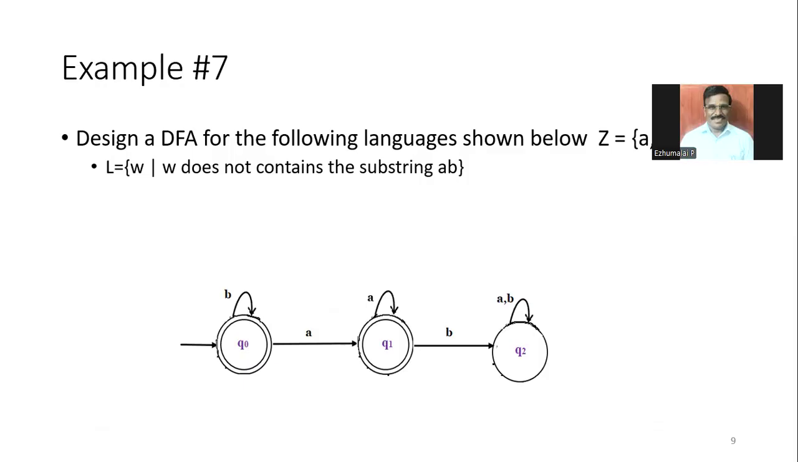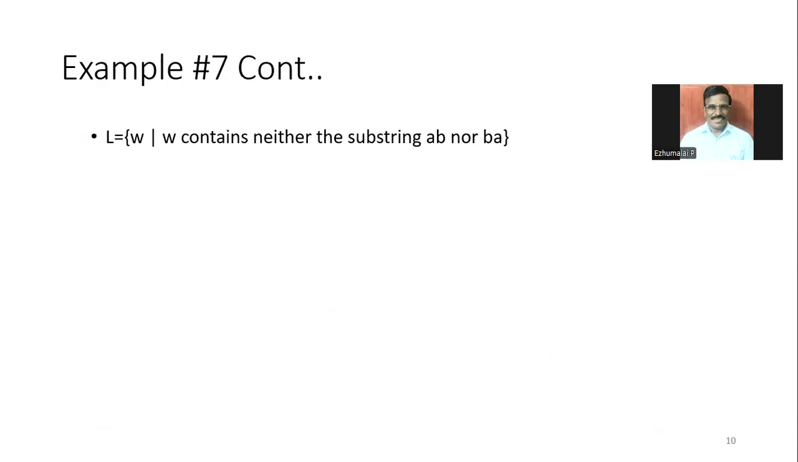So here Q0 is a final state and Q1 is a final state. So there are two final states in the system. A string which does not contain AB will reach a final state. If it contains AB, it will not reach the final state.